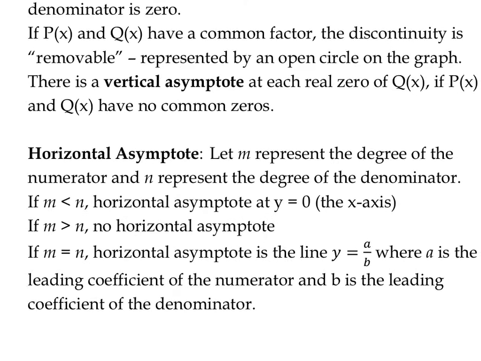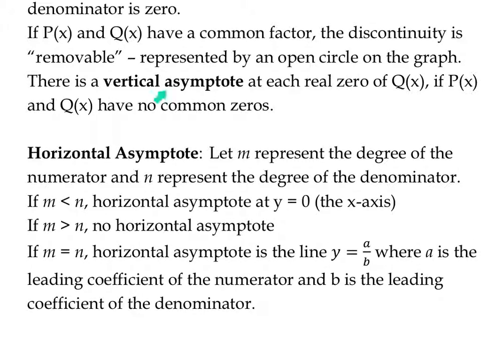Horizontal asymptotes. So vertical asymptote here, this vertical is something going up and down. A horizontal asymptote will be a horizontal line boundary on a graph that the graph will approach but never reach. How do we know where theirs are? There's 3 situations we want to test.